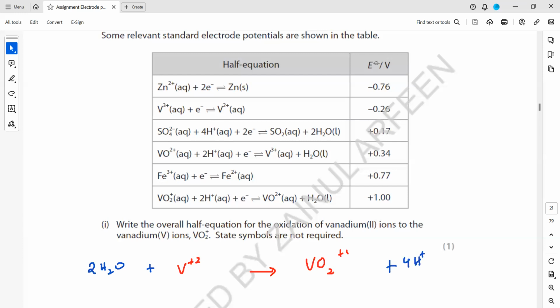And to balance the charge, we add electrons. What is the net charge? Here the net charge is +1 and +4, so the total net charge is +5. Here the net charge is +2, as water is neutral. Which side will we add electrons to? The side where we have greater charge. We want to reduce the charge here, so when 3 electrons are added, +5 - 3, the net charge will be +2 on both sides. So this is the ionic half equation for conversion of vanadium 2 to vanadium 5.